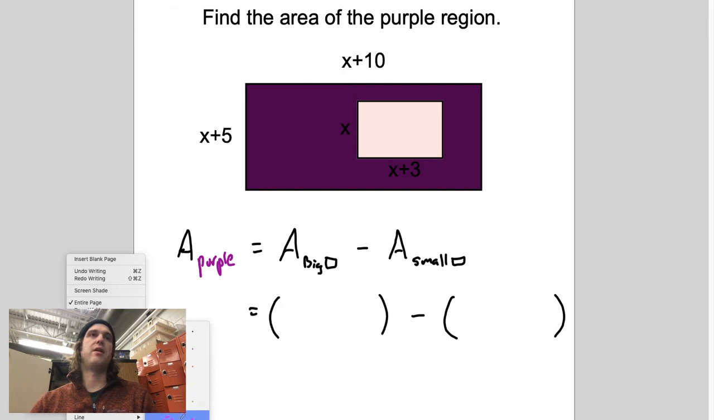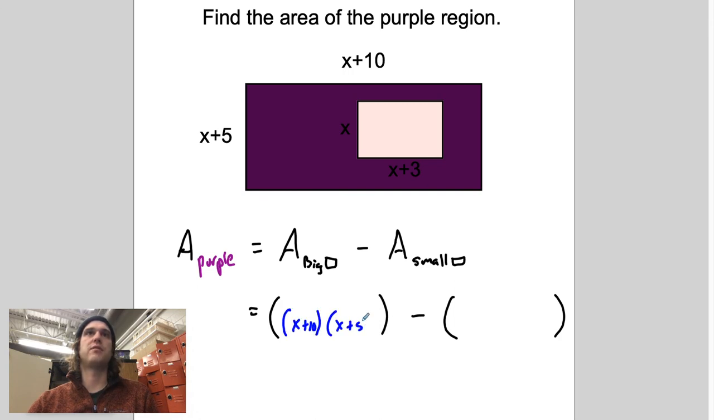So the area of the big rectangle is this one, will be x plus 10 times x plus 5. Okay, so that's on the inside there. And the area of the small one, I don't know if you can read that, it says x times x plus 3. The area of the small one is just x times x plus 3. Okay, so let's go ahead and simplify from here.